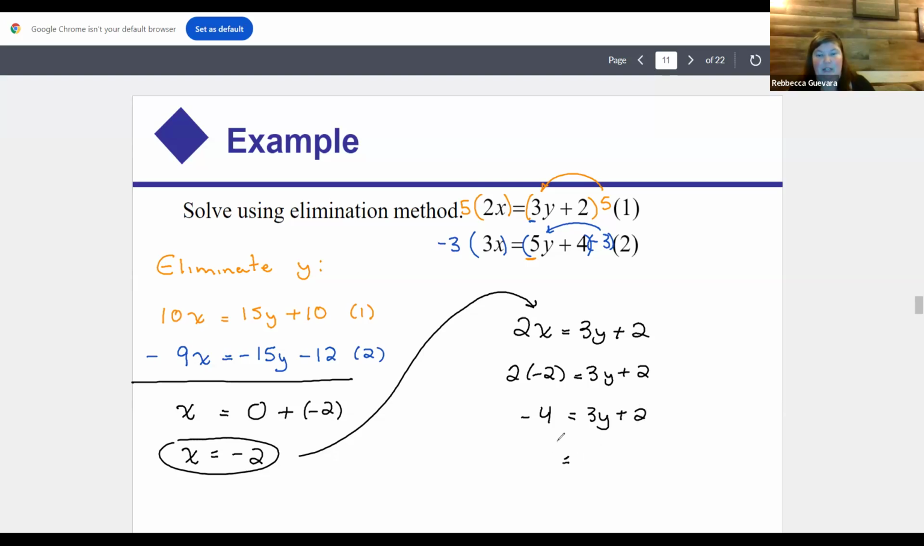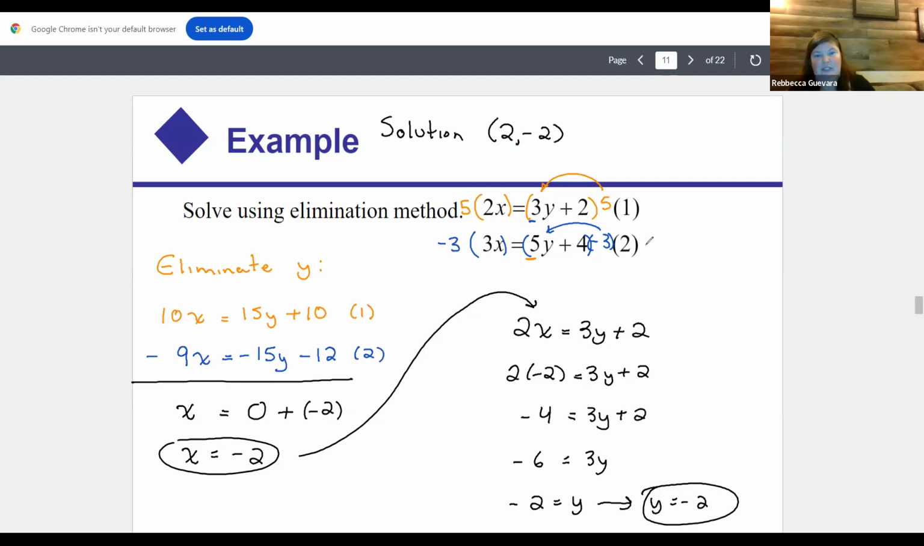So if I subtract negative 2 from both sides, I have negative 6, 3y. Y would be equal to negative 2, or if you don't like it that way, y this way. And now we have my solution to negative 2. And like I said, you may want to check it here just to make sure that it did work.